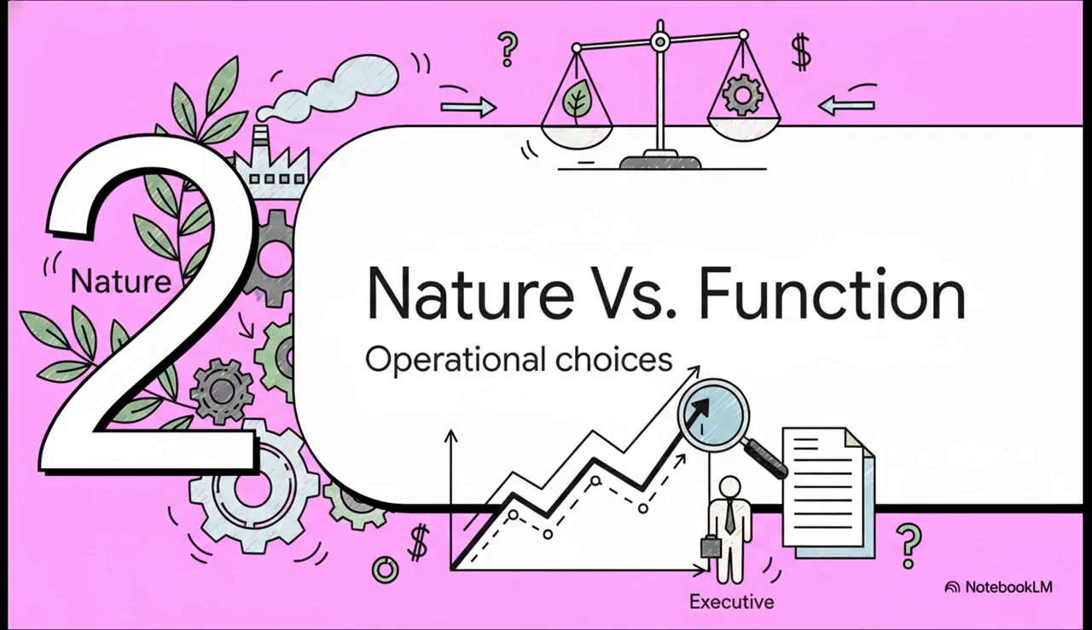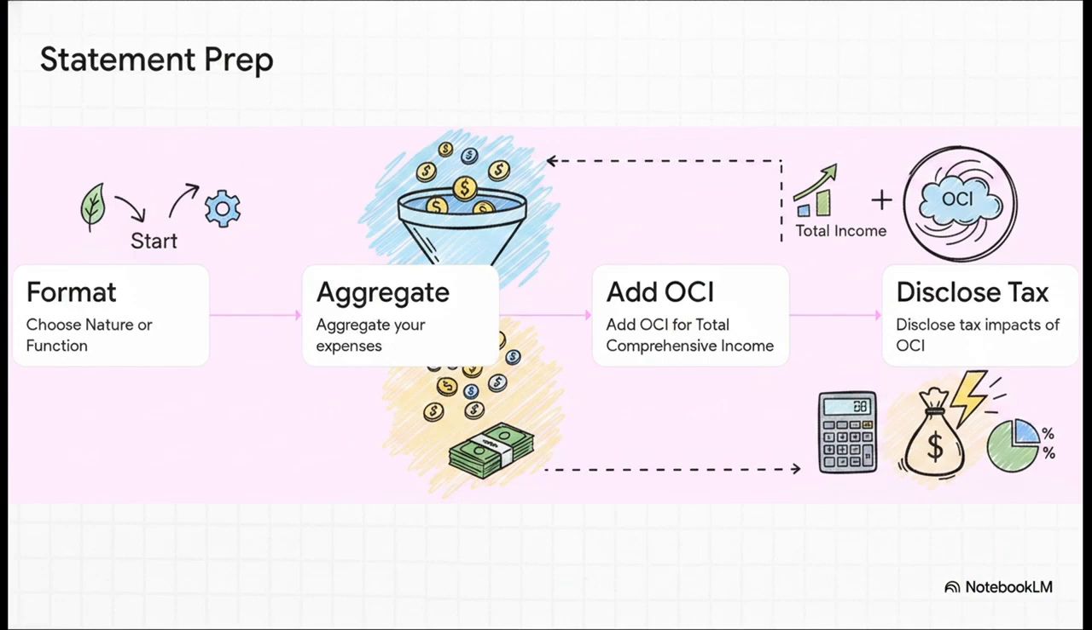Moving right along to Section 2, nature versus function reporting. These are your operational choices in presentation. As executives, you aren't just passively receiving these financial statements. Your team actually has operational choices in how your expenses are presented to the public.